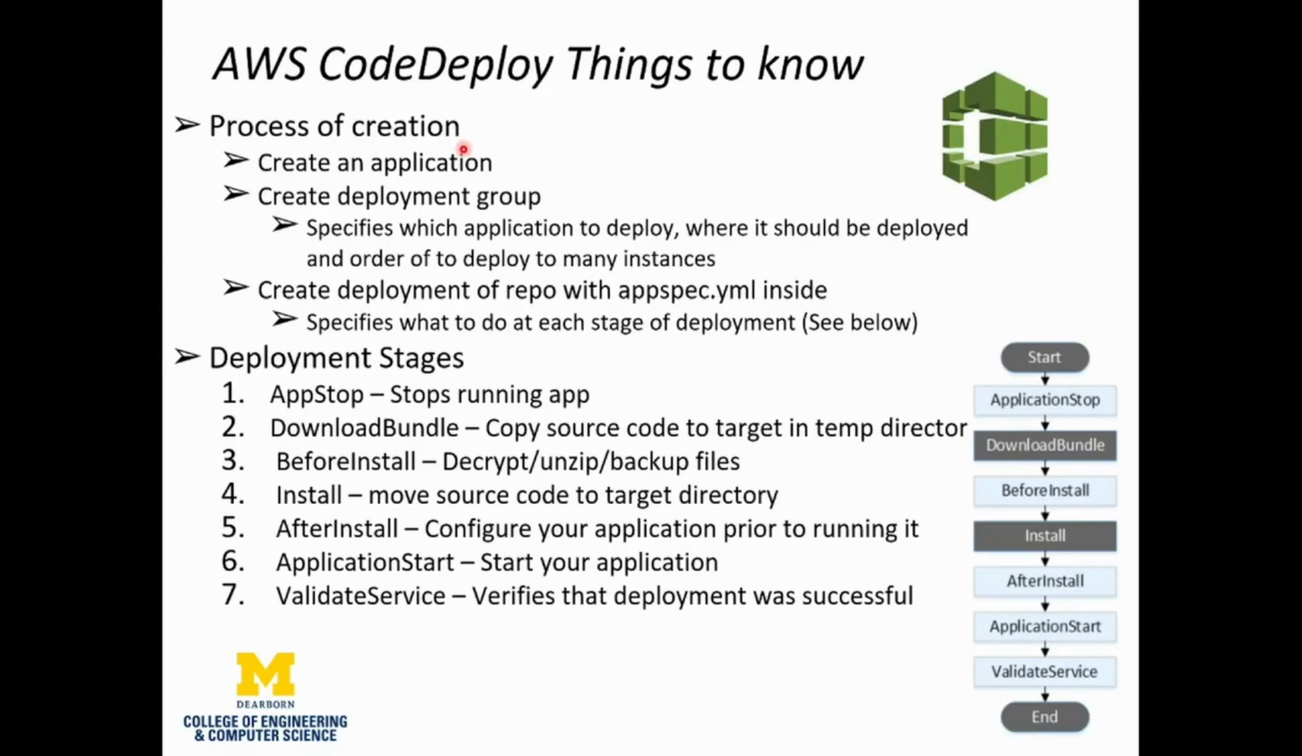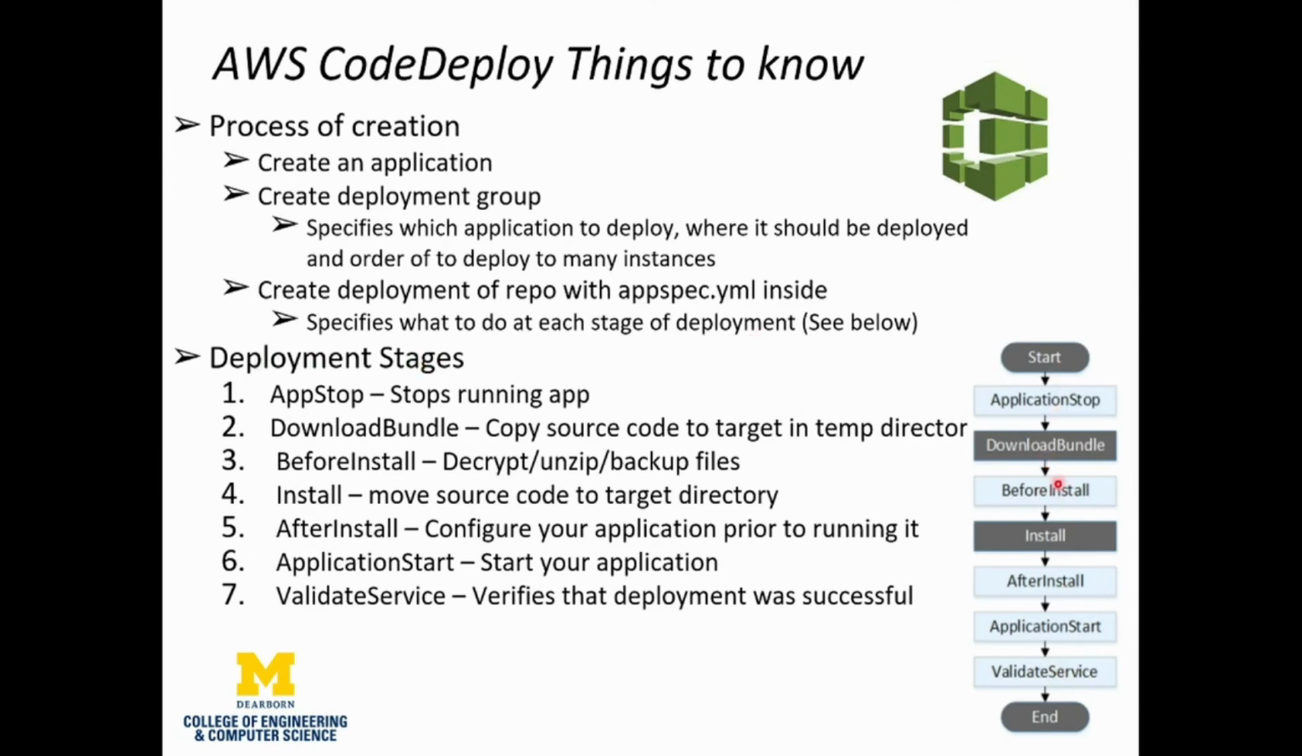Okay, so to try and review what was done there, first we had to create a CodeDeploy project. The process of creation included creating an application and then a deployment group. That deployment group specified what application to deploy and where it should be deployed, as well as the order of deployment. And then the deployment itself actually needed to be created, which essentially had the ability to copy a repository into the virtual machine as defined in an appspec.yaml file. That must be in the root of the repository, and it specifies what to do at each stage of the deployment.